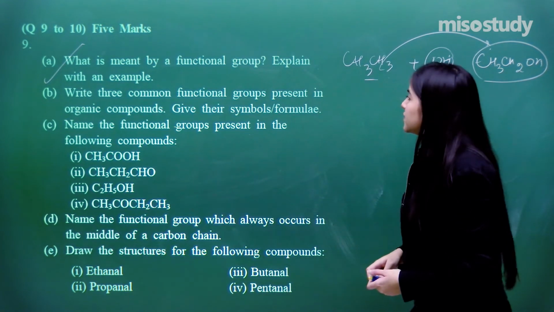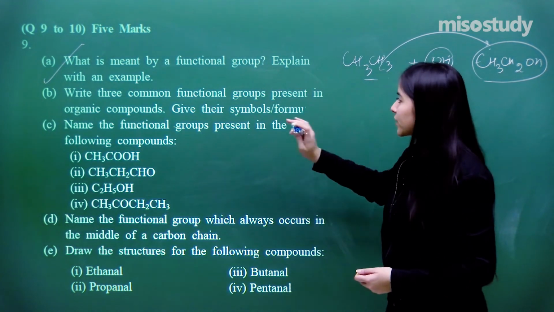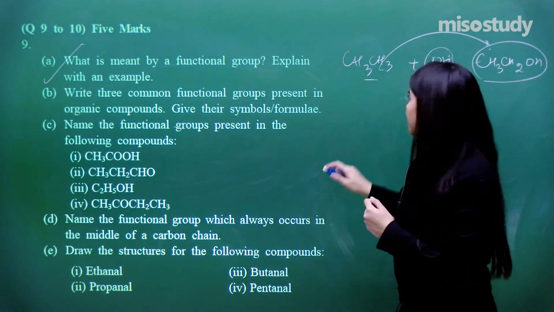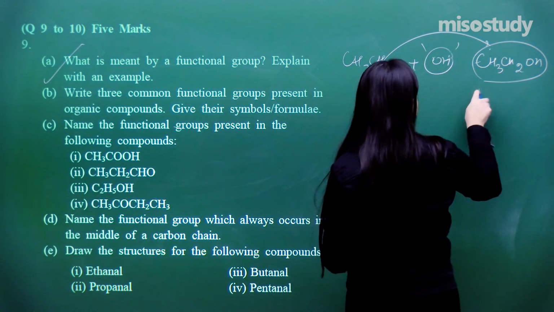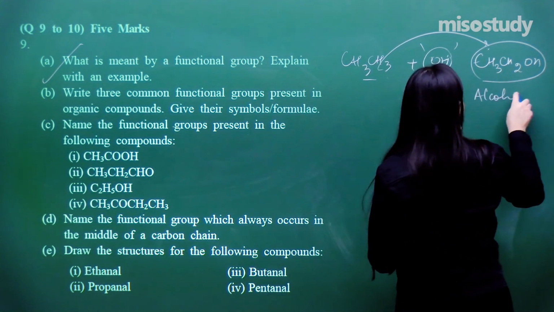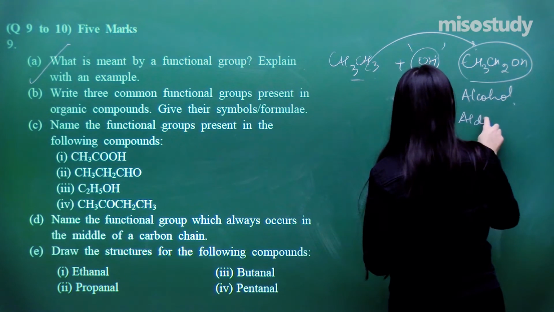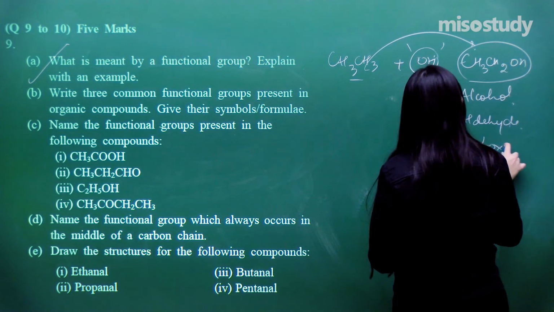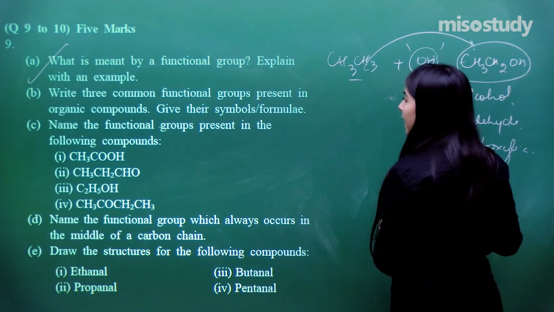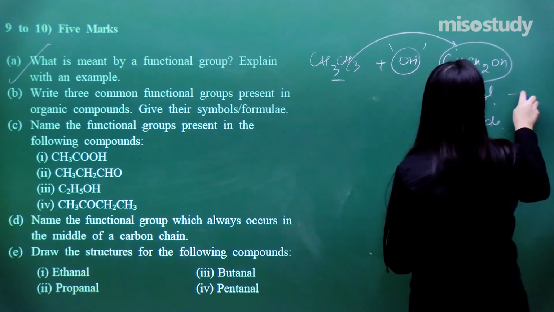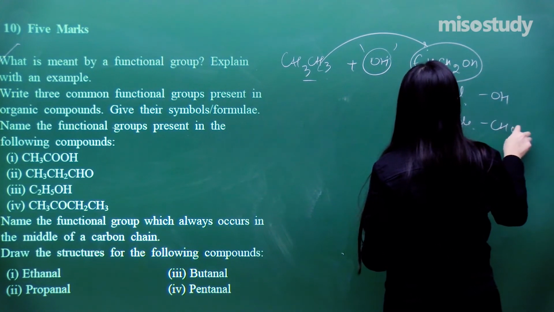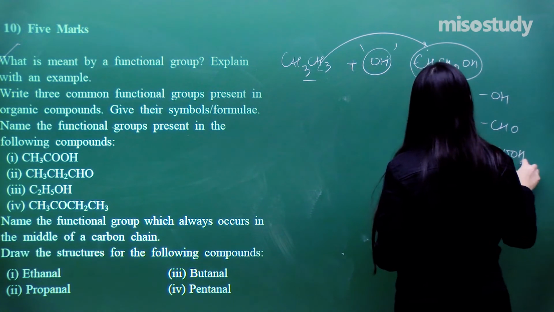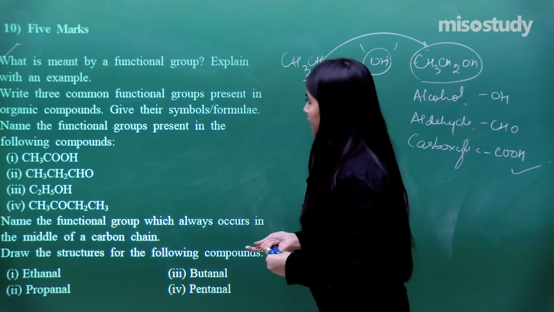Write 3 common functional groups present in the organic compounds. 3 common, number 1, alcohol. Second one, aldehyde. Third one, carboxylic acid, done. And you need to write the formulas as well, OH, CHO, COOH, got it? So, B part done.